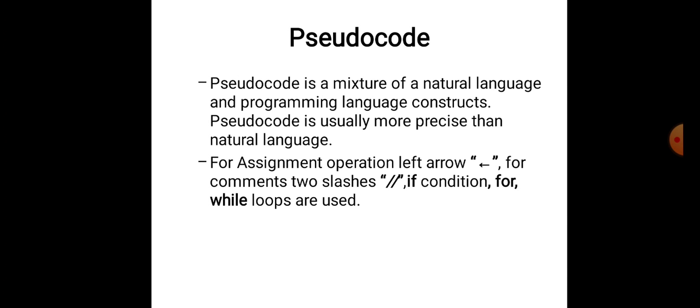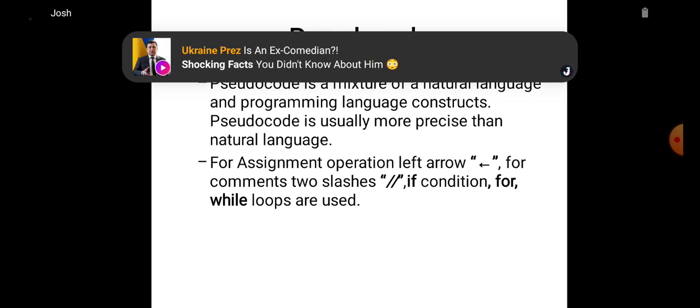Next is pseudocode. Pseudocode is a mixture of natural language and programming constructs. Here, two slashes are used for comments. The problem definition: this algorithm performs the addition of two integers, a and b. The addition of two integers.